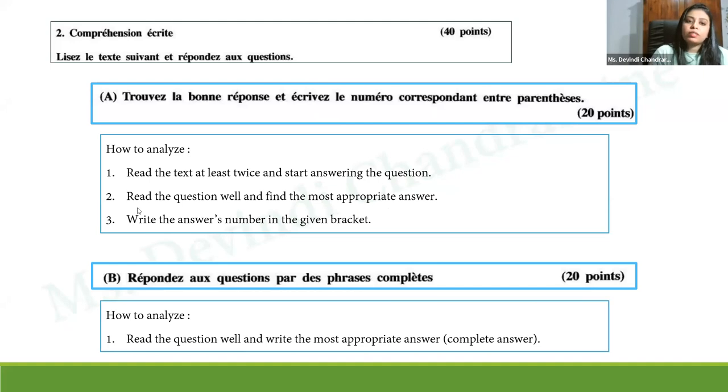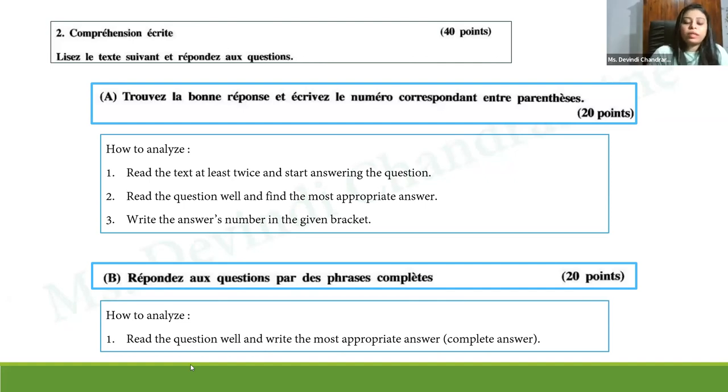Okay, so that is about the first part, and it is not a big deal to answer correctly, because you have been given the answers. But when it comes to the second part, "répondez aux questions par des phrases complètes", look at this question, "par des phrases complètes", which means with completed sentences, you have to answer. You can't write just the answer only. You have to provide a complete answer, right?